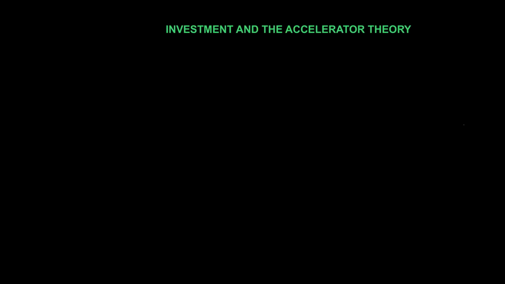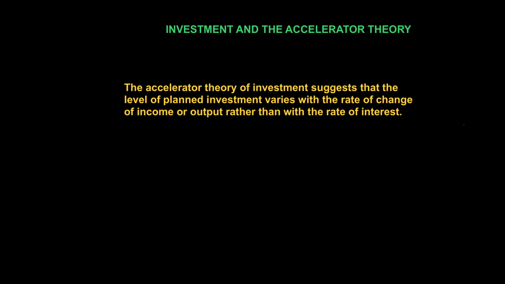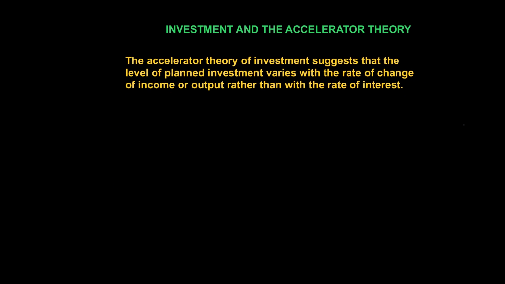Our next discussion is about investment and accelerator theory. So far, we've been discussing the Keynesian model, where we've seen how in the Keynesian model, investment is autonomous, it's not a function of Y. But the accelerator theory has a different idea. It's not a Keynesian model, it's a different theory. It says this, that the level of planned investment varies with the rate of change of income or rate of change of output rather than the rate of interest.